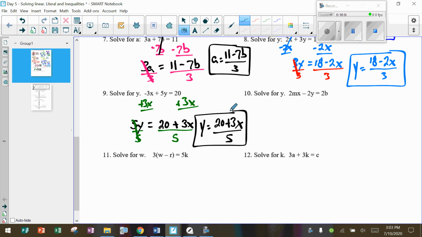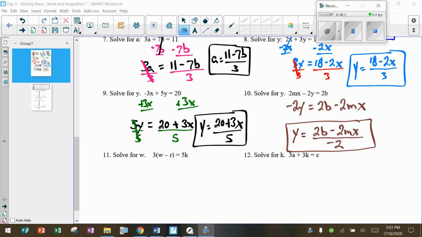So why don't you pause, try a couple of these, and then turn it back on, and we'll see if your answers are correct. All right, so for the next one, I subtracted the 2mx to the other side. Please be careful to bring down the subtraction sign as a negative 2 in front of the y, because then you have to divide by negative 2 to get your final answer.